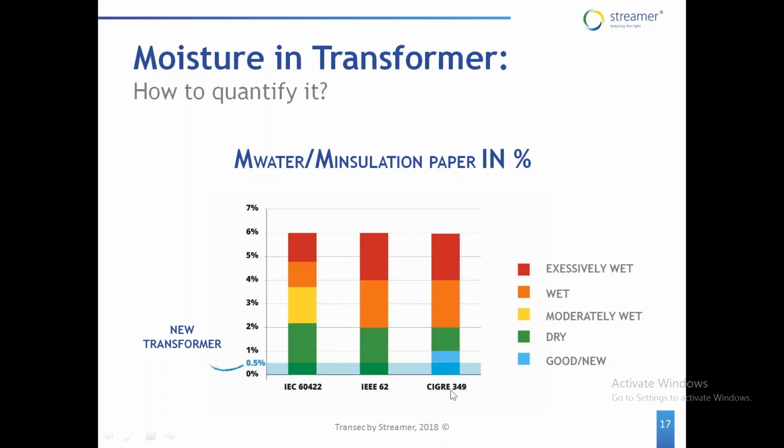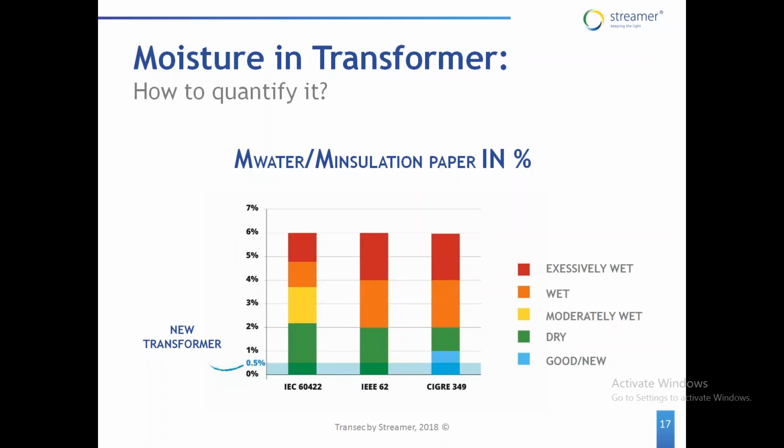Here we have jotted down the CIGRE 349, IEEE 62 and IEC 60422 guidelines. On the y-axis we have the percentage of moisture in paper. All these regulations say that the matter of concern is the percentage of moisture in paper and not the ppm. So if you have a high amount of moisture in the paper, then you need to worry about it, otherwise not. And secondly, as we have seen two slides back, the majority of the water in the transformer is in the paper itself.